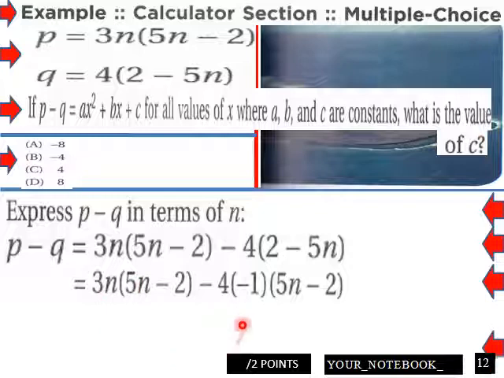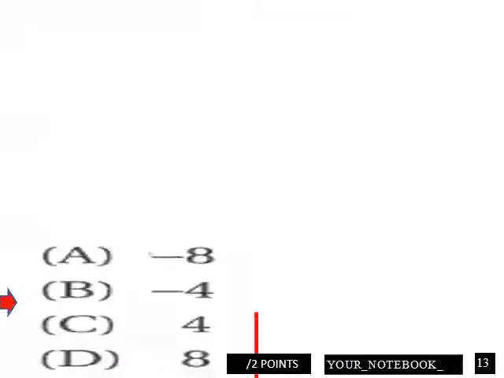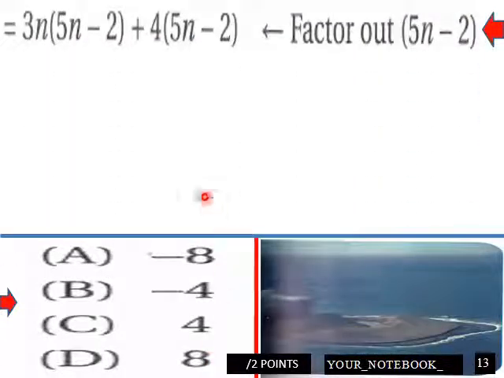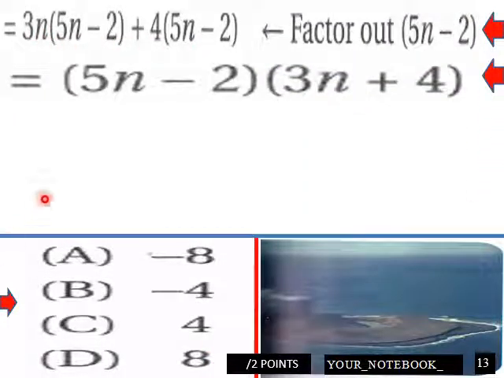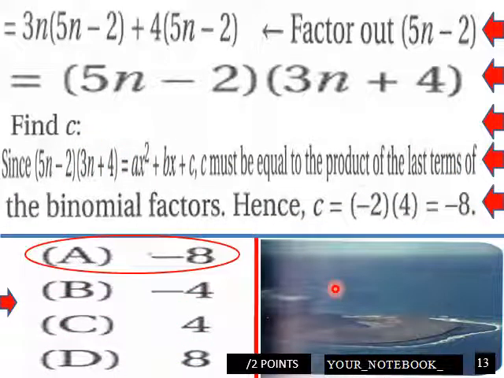And then we multiply through here. Factor out 5n minus 2. Here's a common factor. So we factor out 5n minus 2, and we have 5n minus 2 times 3n plus 4. Find c. So now (5n minus 2)(3n plus 4) equals ax squared plus bx plus c. c must be equal to the product of the last terms here. So c would equal negative 8. That is one way of solving this.